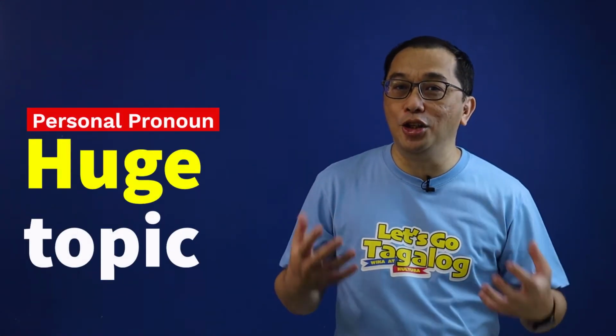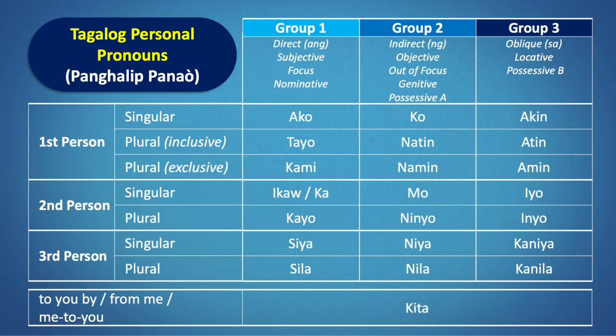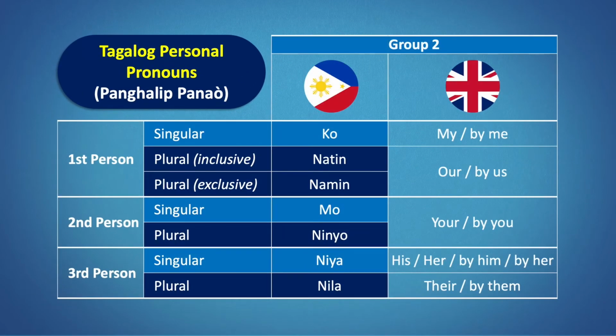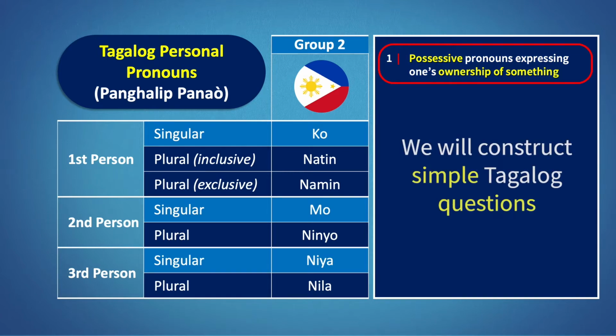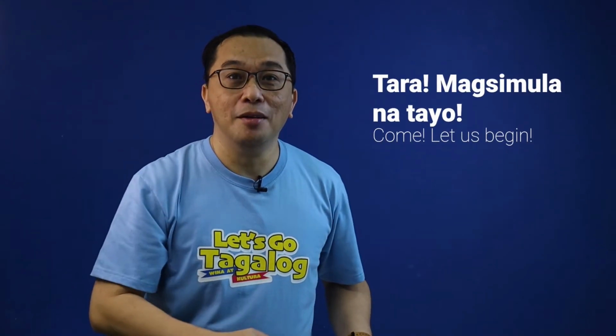We are continuing our discussion on a huge topic, and that is the Tagalog personal pronouns. We have started discussing Group 2 of the Tagalog personal pronouns, which in itself is a huge subtopic. In the last two videos, we have covered the possessive nature of personal pronouns under Group 2. If you have missed those, the links are in the description down below, so please do check them out. In this video, we will be constructing simple Tagalog questions using the possessive nature of Group 2 personal pronouns. So, tara, magsimula na tayo.